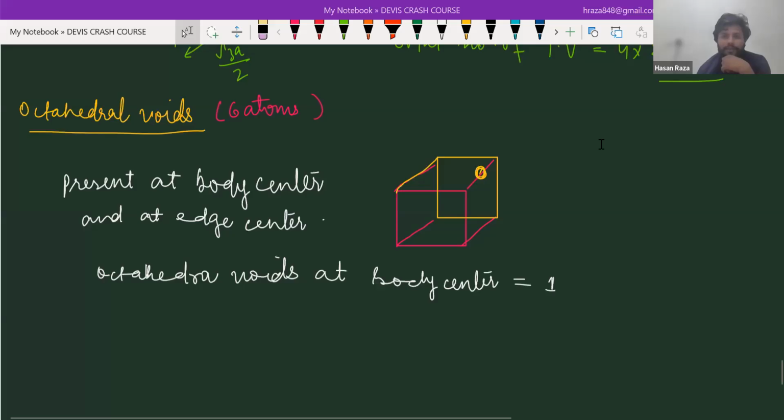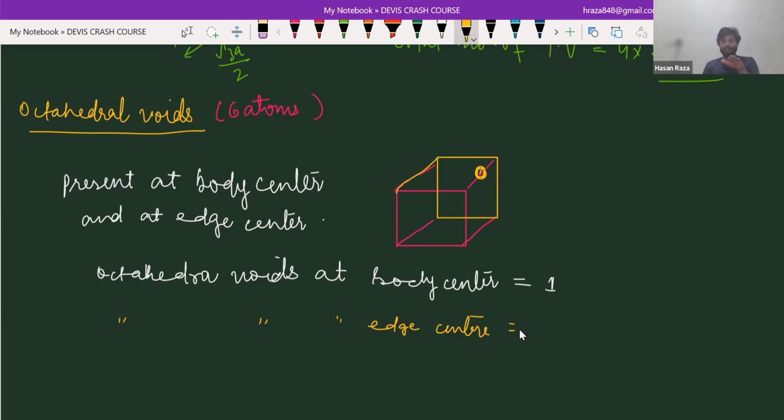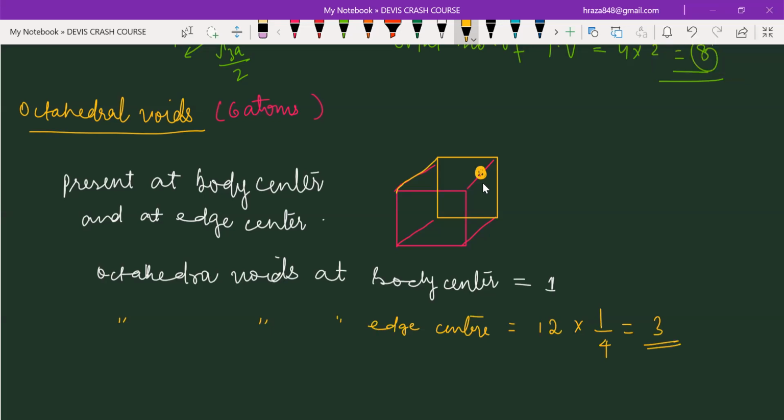So you can see the octahedral voids at the edge center. So this is divided into 4 parts. That means 12 edges and 1/4 part each. That means basically 3 octahedral voids are left due to this edge center. If you have an atom on the edge, it will be divided into 4 parts, and due to this, are you getting my point or not?